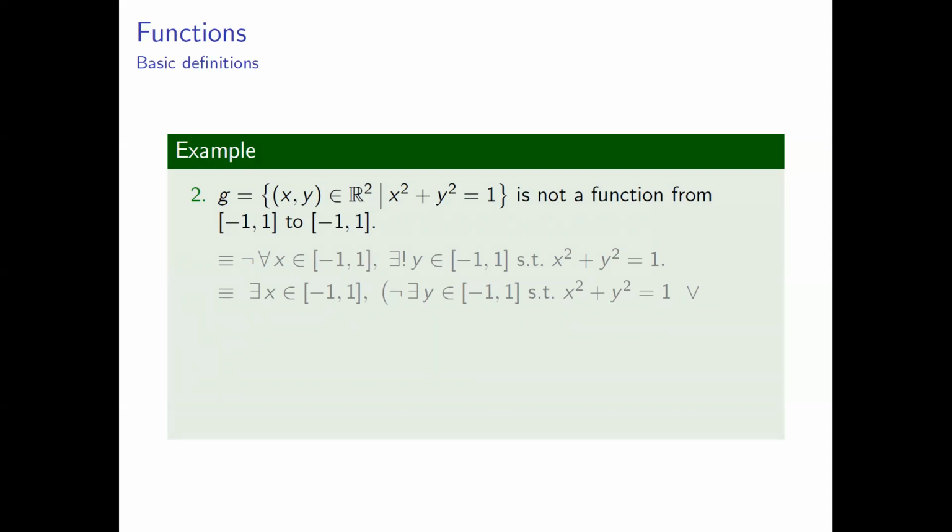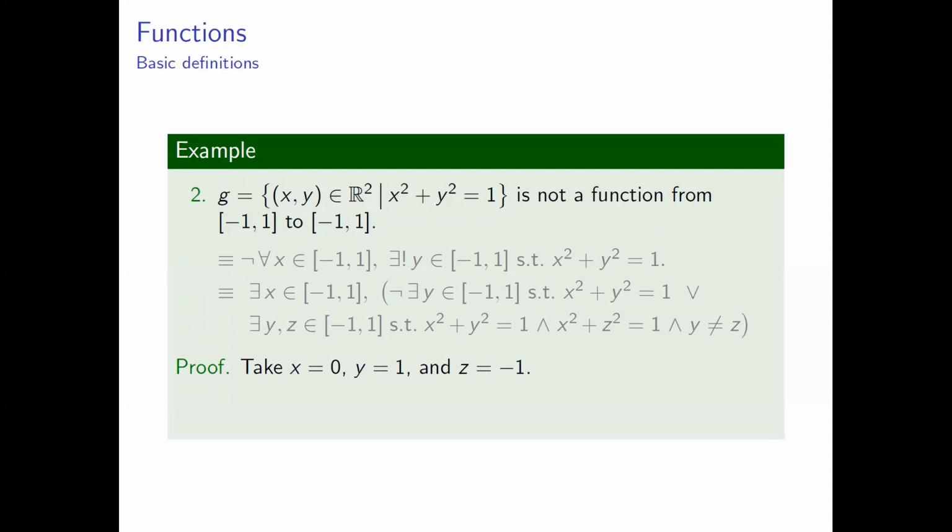This is equivalent to the condition that for some number x in [-1, 1], either there is no number y in [-1, 1] such that x² + y² = 1, or there are numbers y and z in [-1, 1] such that x² + y² = 1, and x² + z² = 1, and y is not equal to z.